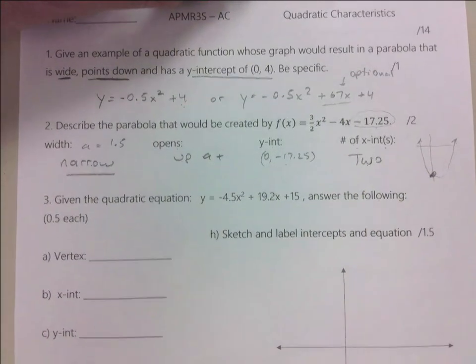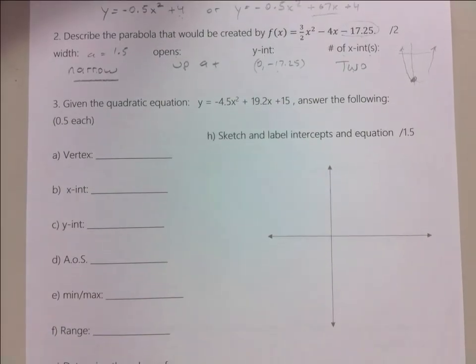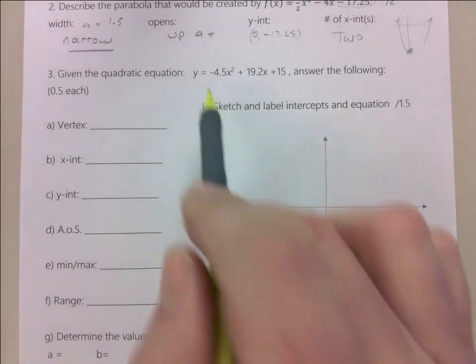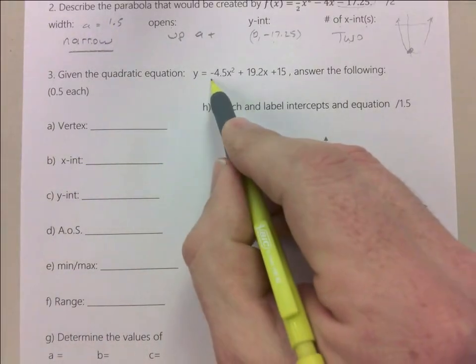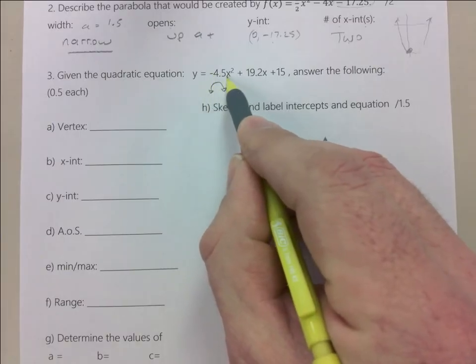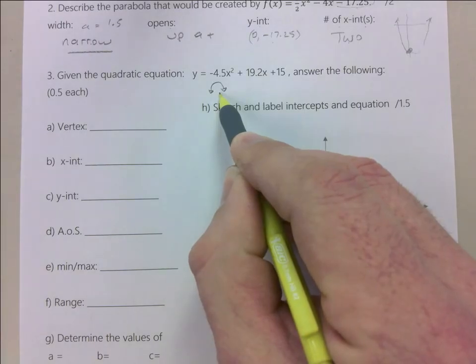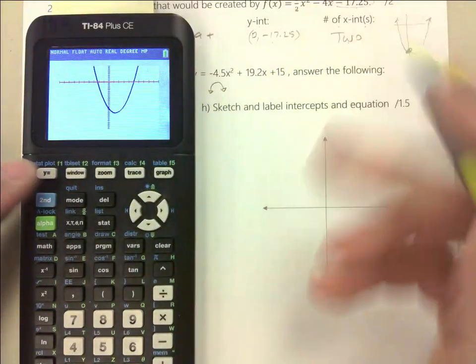Okay, next. This is the more important part right now. I want you to be able to graph this thing with or without a grid. With or without a grid, okay? So, let's type this into our calculators. We already know that it's going to do this. Just by looking at that negative, whatever's in front of x squared tells us the behavior. Let's put that in, okay?